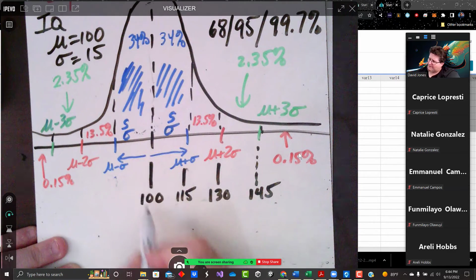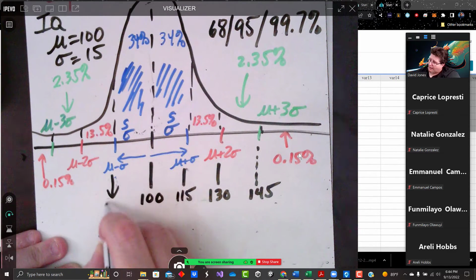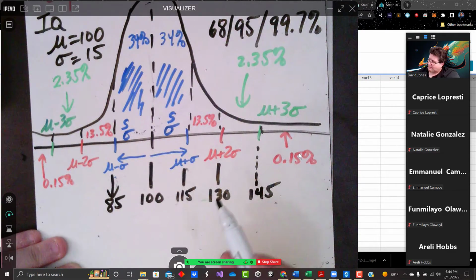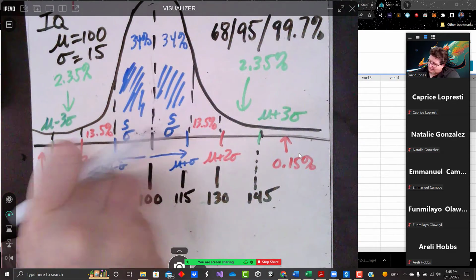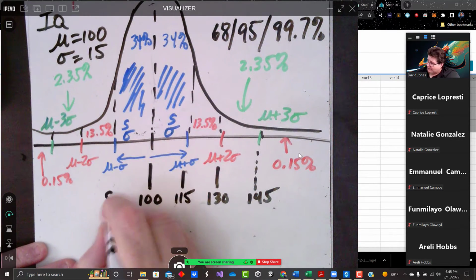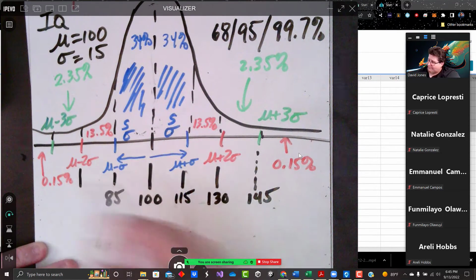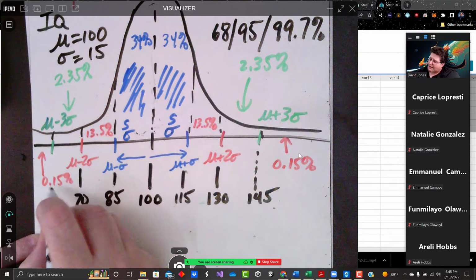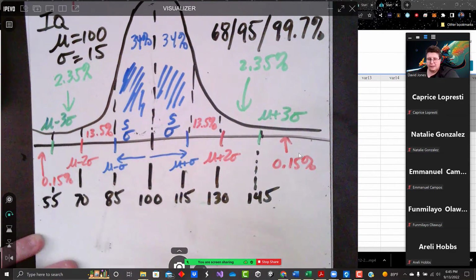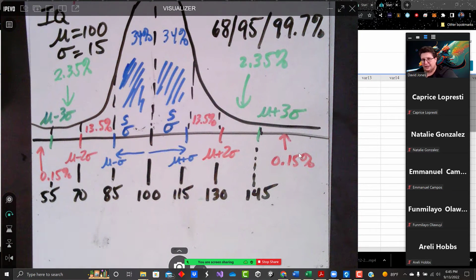If I subtract 15 from 100, I get 85. 85 minus 15 is 70. And 70 minus 15 is 55. So these are the values you'll see on the IQ test. And what is it called? It's the Stanford-Binet test, I think.